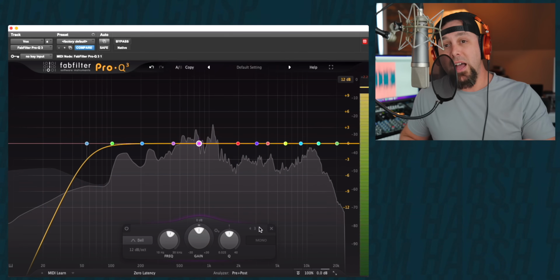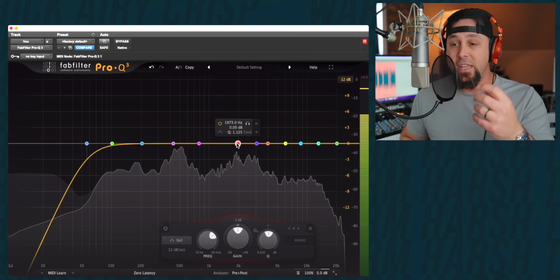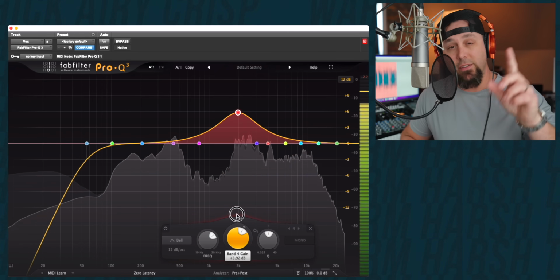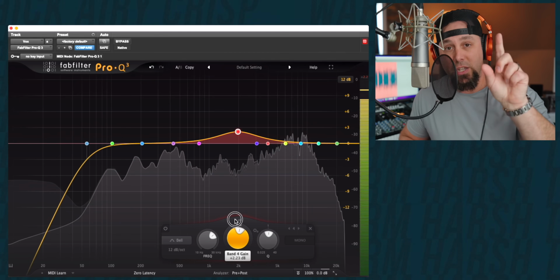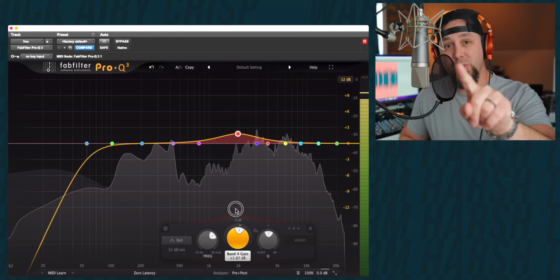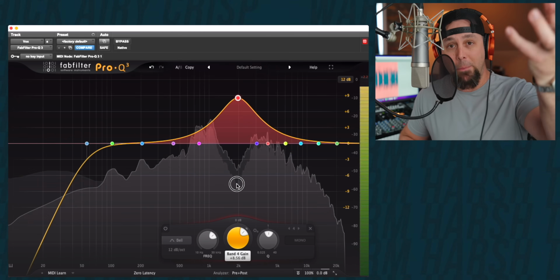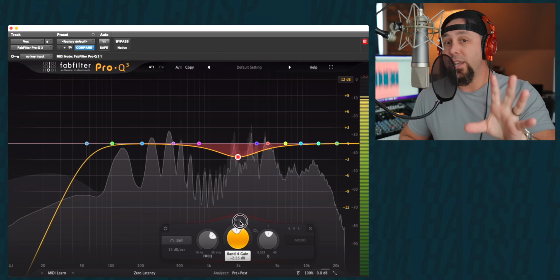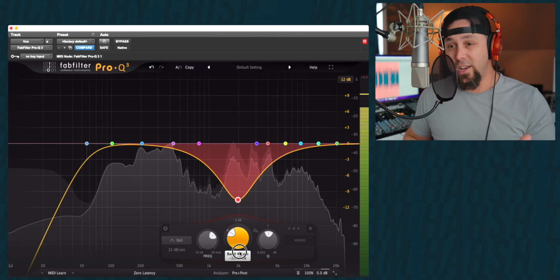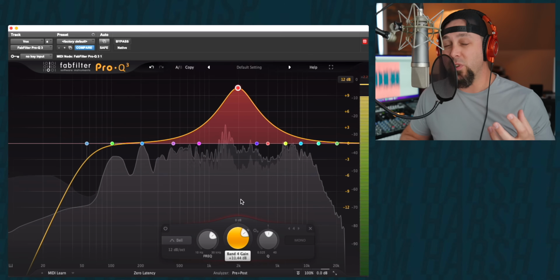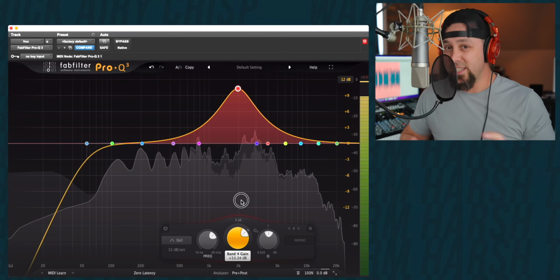Now 1.5 to 2.5K is to me where the presence of a vocal is. If you take, let's say right in the middle, a 2K boost, and you're listening to a vocal in a mix and you push 2K up, that vocal will pop out through that mix. But if there's not enough of this information, then the vocal can disappear in a mix. But if there's too much of it, then the vocal can sound really nasally and honky.